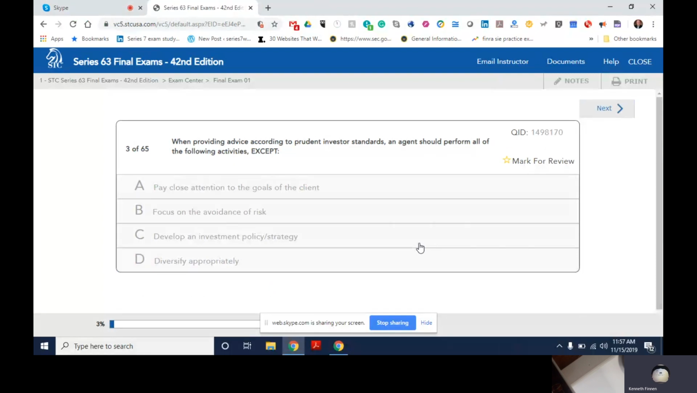Develop an investment policy, yes. And diversify appropriately, absolutely. All three are good. You're not going to avoid risk. You're trying to manage risk, not avoid it. Okay, so the answer is going to be B.